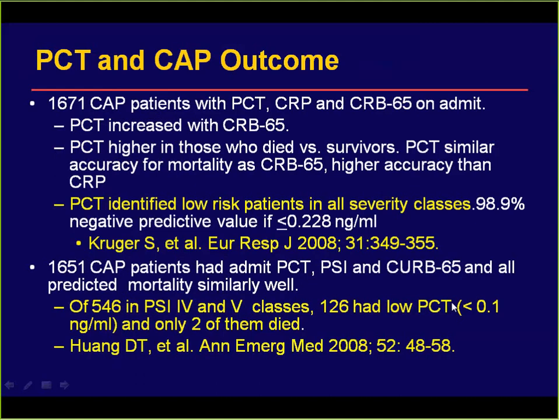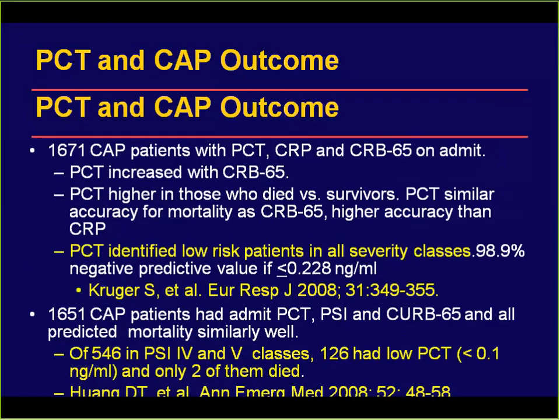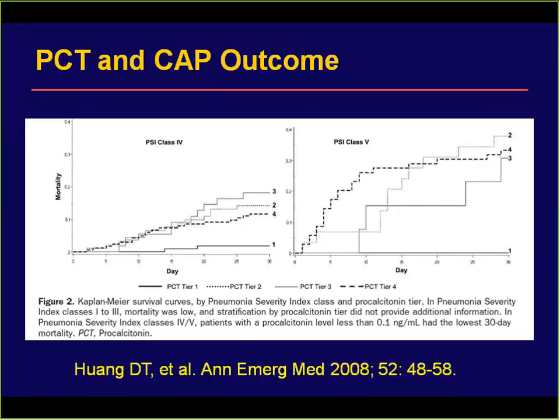So even though they fell in a population that had a high risk of mortality that traditionally would have been put in the ICU, out of those 126 patients, 2 of them died. And so if you look at the data in the PSI classes 4 and 5, in the lowest quartile of procalcitonin, there's virtually no mortality. So what you might say is if you're evaluating a patient who's borderline for ICU admission and the procalcitonin level is low, maybe it would be safe to not put that patient in the ICU.